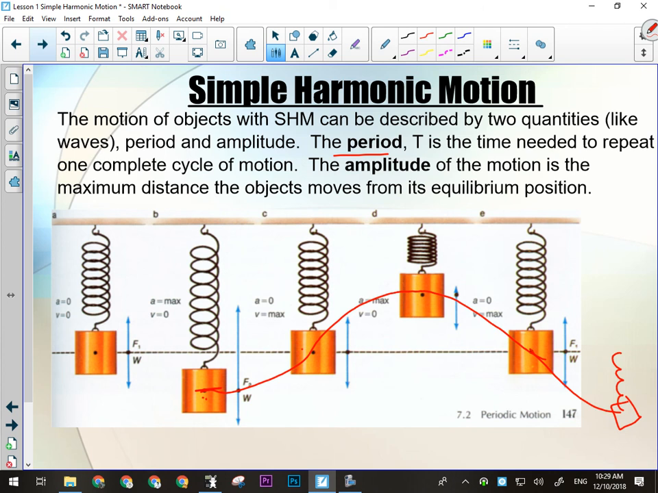All right, other things that describe simple harmonic motion: amplitude. Amplitude is the maximum distance from equilibrium that the mass will achieve, or the pendulum will achieve if we're talking about a pendulum. It's the maximum distance from equilibrium that the object can achieve.